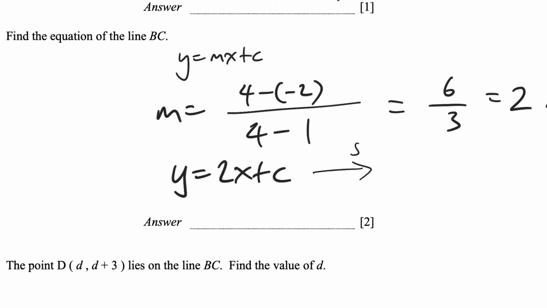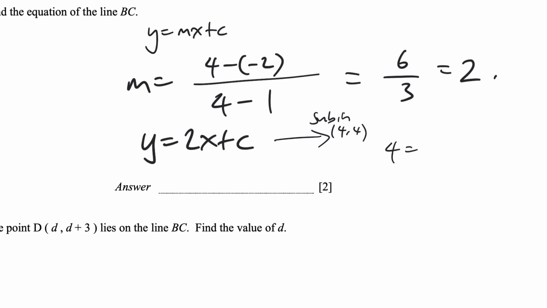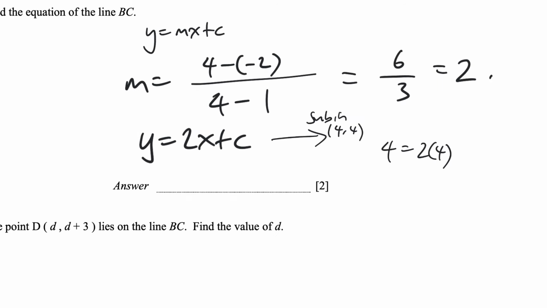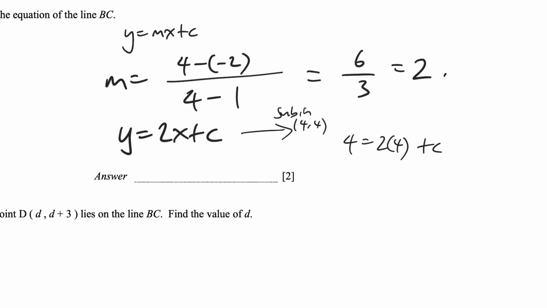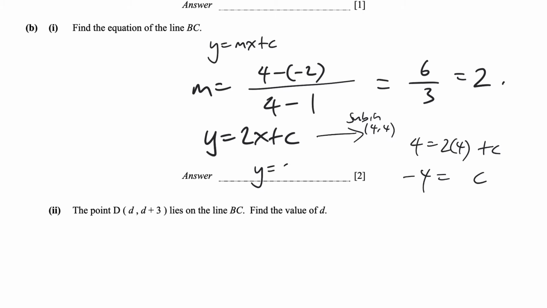So I'm going to sub in 4, 4, because I don't like negative signs. So y equals 4 when x equals 4, plus c. And so c is simply 4 minus 8, which is -4. So the equation of the line is this. Done.